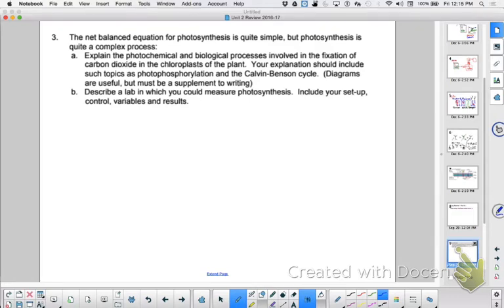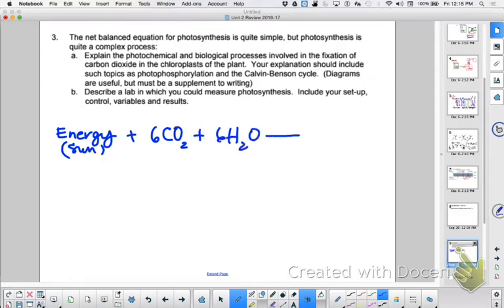The sun. So energy, right, from the sun. Okay, now what? 6 CO2, okay, let's do that. Plus 6H2O, good. Goes to what? C6H12O6. Plus 6O2. Good, perfect.